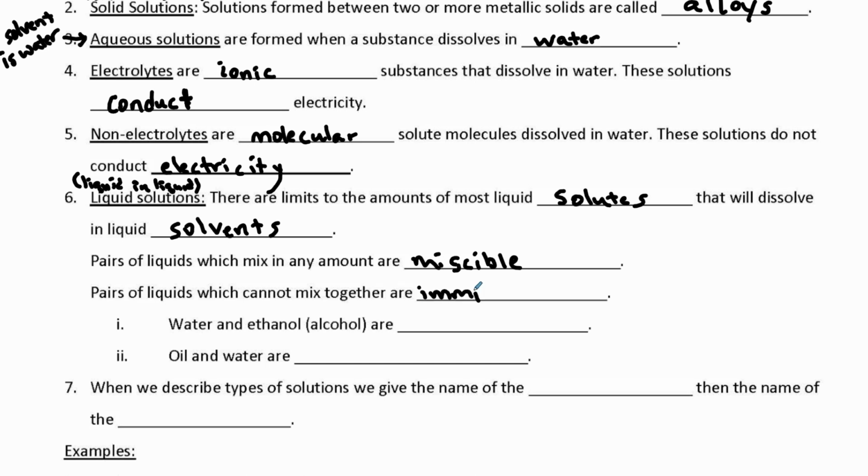So you can probably think of some examples of immiscible liquids. Oil and water, for example, are immiscible. If you mix oil and water together, they will not mix or dissolve. Whereas water and ethanol, which is a type of alcohol, are miscible. You can mix them in any amounts and they will dissolve.